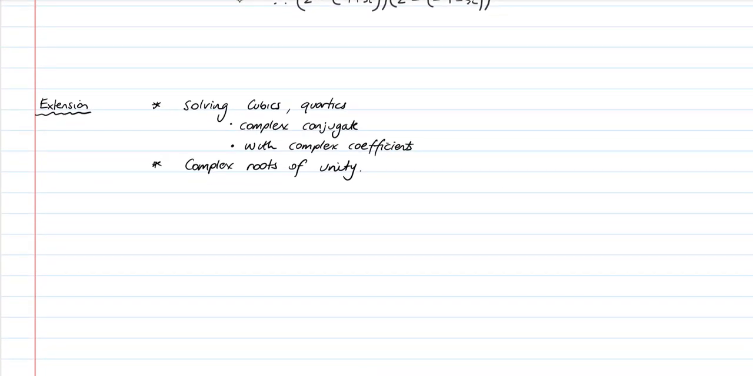Now, the extension is, which we'll do in Unit 3, is to solve cubics, quartics, etc. using complex conjugates or with complex coefficients. And then we will do complex roots of unity as well. But just note, everything you've now covered in this Unit 2 topic, minus this stuff here, makes up the entire Unit 3 topic. So you've already covered most of the Unit 3 topic, which is great stuff, and provides you some incentive to really get into it and make sure you know it. All the best.